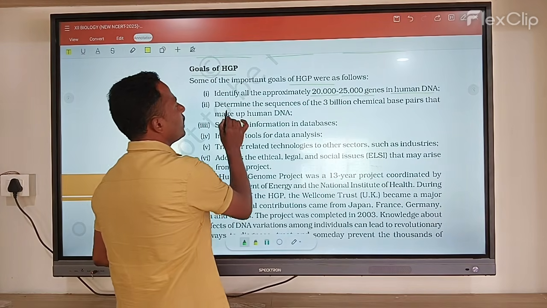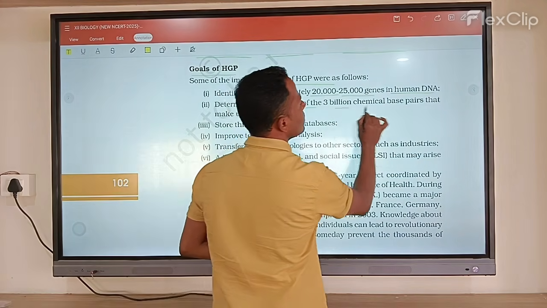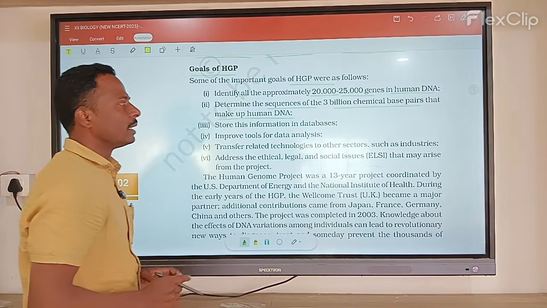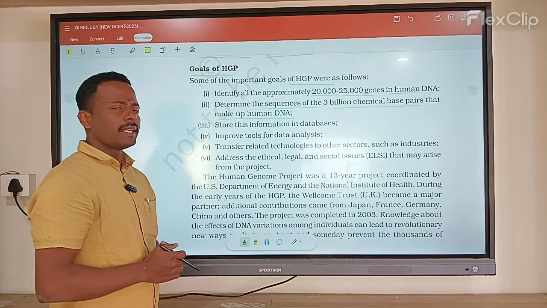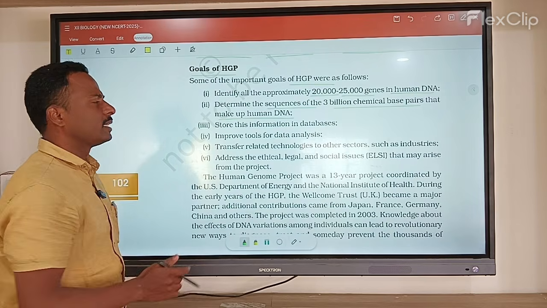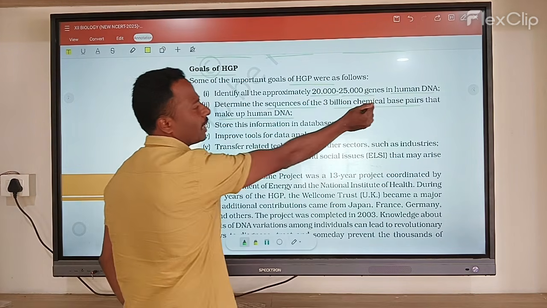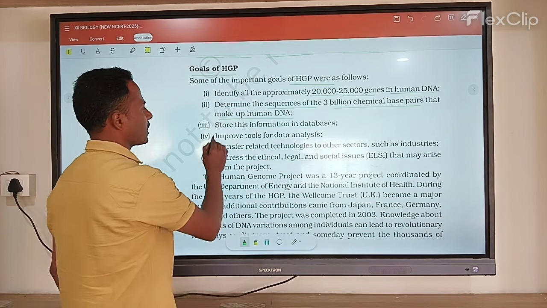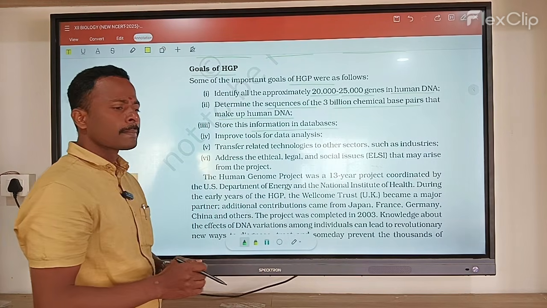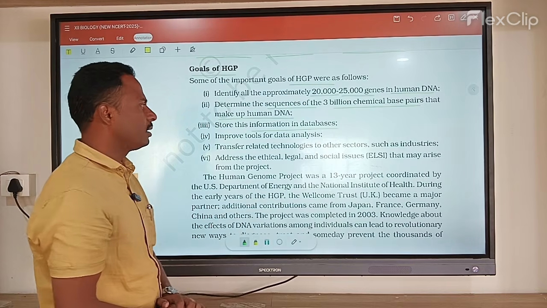The second one: determine the sequence of the 3 billion chemical base pairs that make up human DNA. So in human DNA, how many chemical bases are there? Around 3 billion chemical base pairs. Next, store this information in databases. The total information is stored in a database.